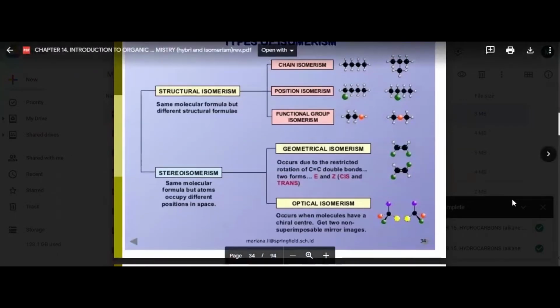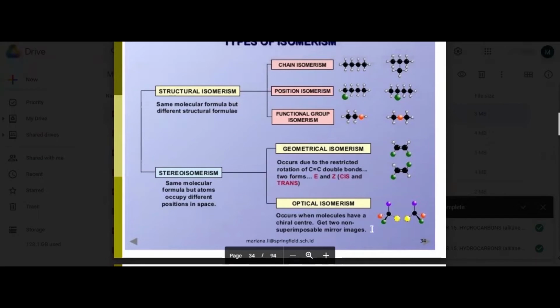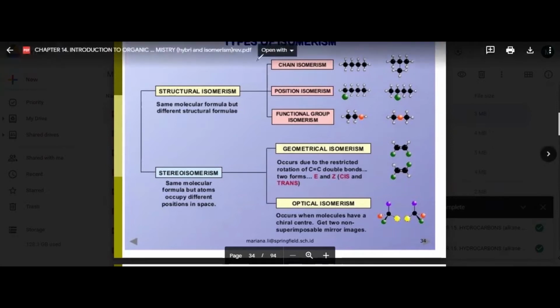Okay, now I'd like you to pay attention to this picture. We will start from the definition. What is structural isomerism? I'd like you to take notes regarding this, since it appears in past paper questions.